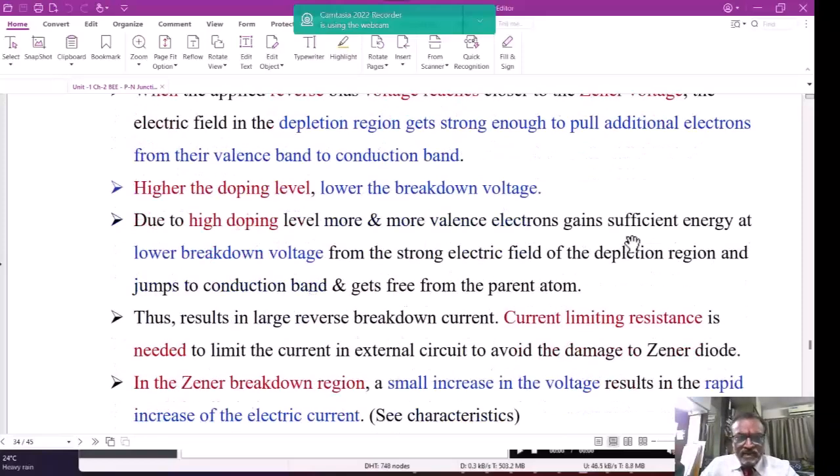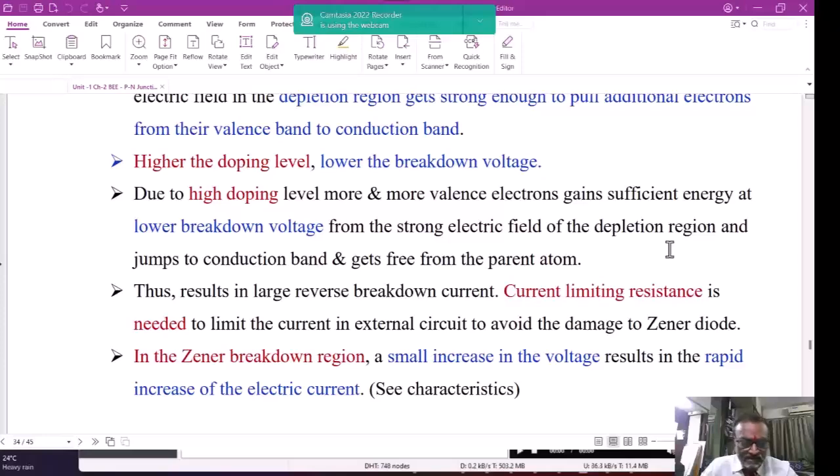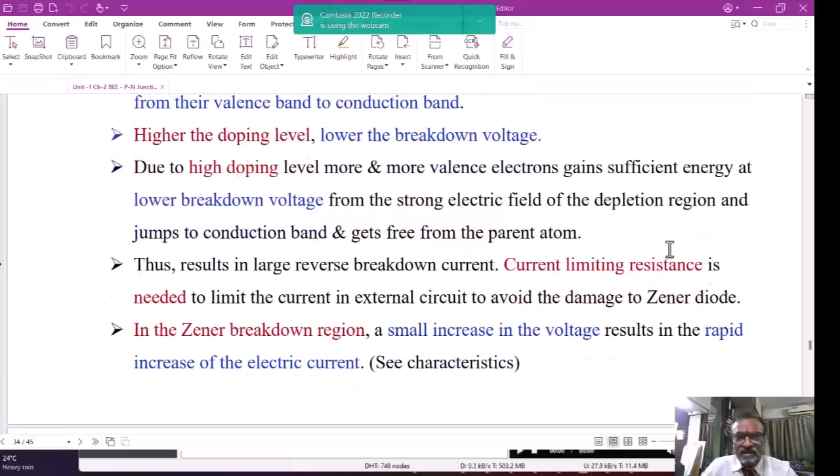Due to high doping level, more and more valence electrons gain sufficient energy at the lower breakdown voltage. This energy is gained from the strong electrical field of the depletion region, thus resulting in the large breakdown current. So one thing to be noted, when the large breakdown current flows, this current is only limited by the external limiting resistance, and that's why the current limiting resistance is always required.